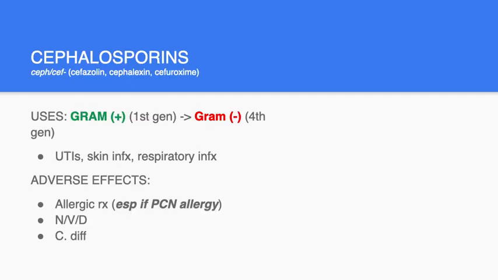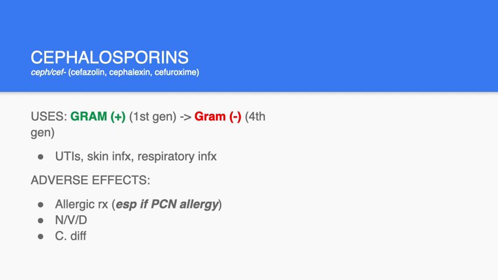So next in our bactericidal antibiotics, we have the cephalosporin class. So these medications start with ceph. So we have cefazolin, cephalexin, and cefuroxime being the primary ones that we would use in primary care. There are a few others that you can review, but these are the ones that I'm going to focus on. The primary uses of cephalosporins are gram-positive as you're more in the first generation class, and then they get more gram-negative as you get to the fourth generation.